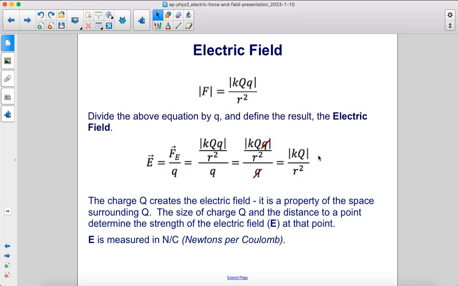The size of charge Q and the distance to a certain point in space determine the strength of the electric field at that point. E, electric field, is measured in newtons per coulomb.